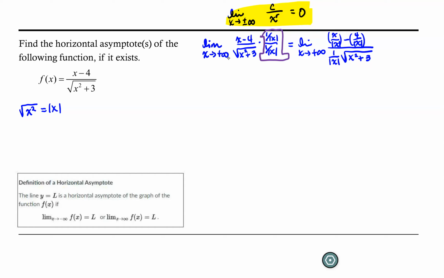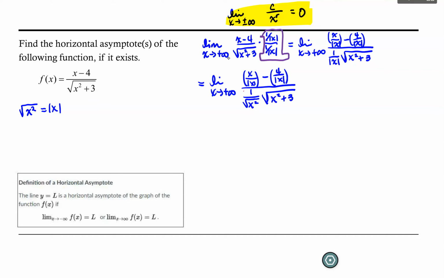Let's go ahead and simplify that denominator a little bit. Keeping in mind that the square root of x squared and the absolute value of x are equal, we can rewrite this as the limit as x approaches positive infinity of x over the absolute value of x minus 4 over the absolute value of x, divided by 1 over the square root of x squared times the square root of x squared plus 3.